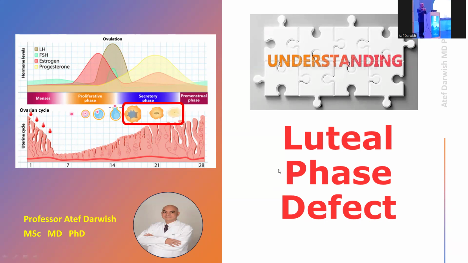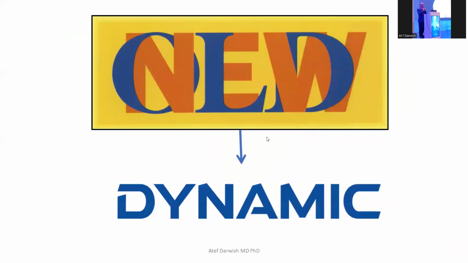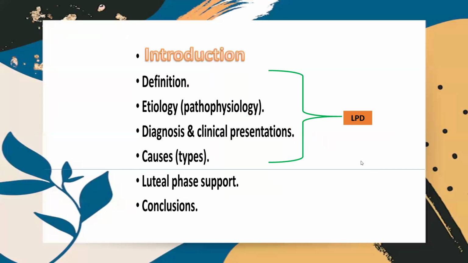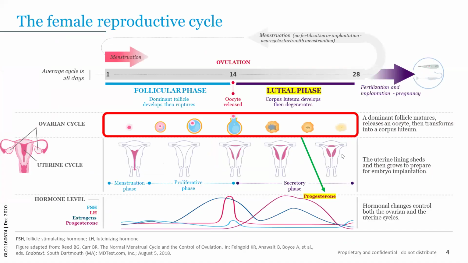In this lecture, I'd like to highlight the luteal phase defect and how to understand this disease. It is with time, with many publications, that this topic is dynamic and is changing regarding the definition, the diagnosis, causes, and lines of management. So, luteal phase defect is deficiency of progesterone in the luteal phase, which is the second half after ovulation.